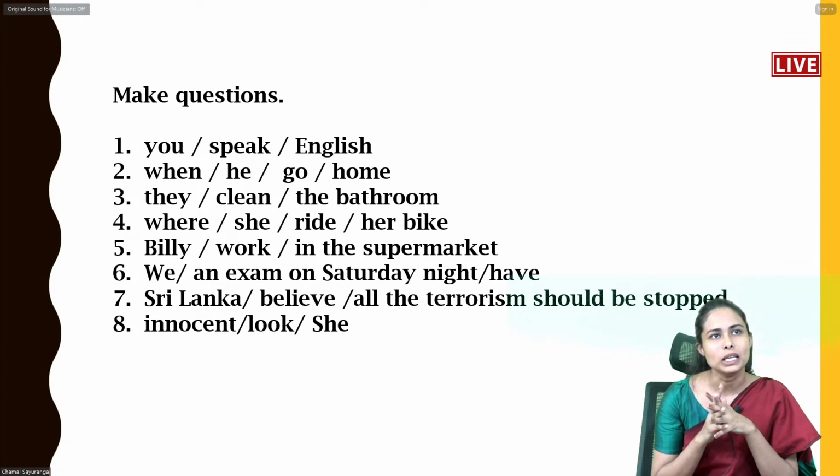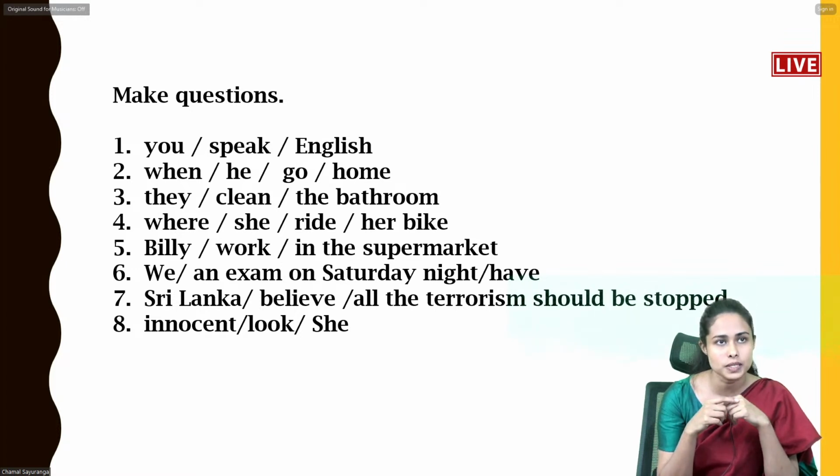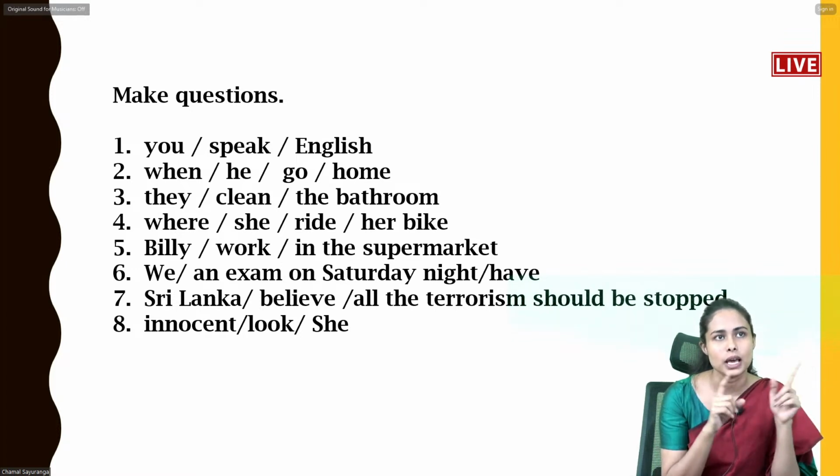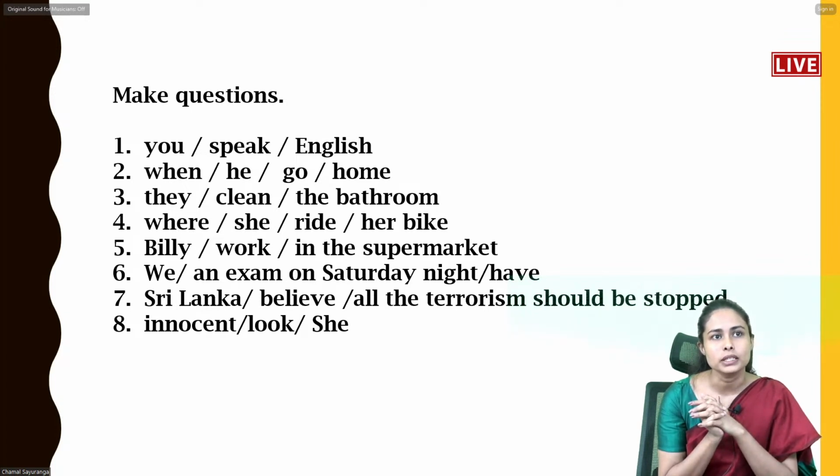Billy work in the supermarket. Does Billy work in the supermarket? Why did you choose does there? Billy is singular, because Billy is a name, a proper noun of a person. Therefore, we have to put does as the subject is a singular subject. We an exam on Saturday night have. Do we have an exam on Saturday night?